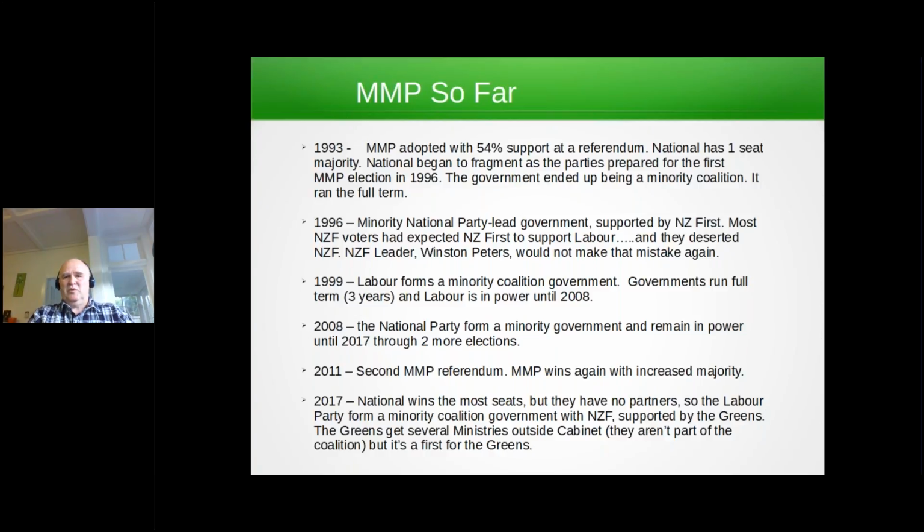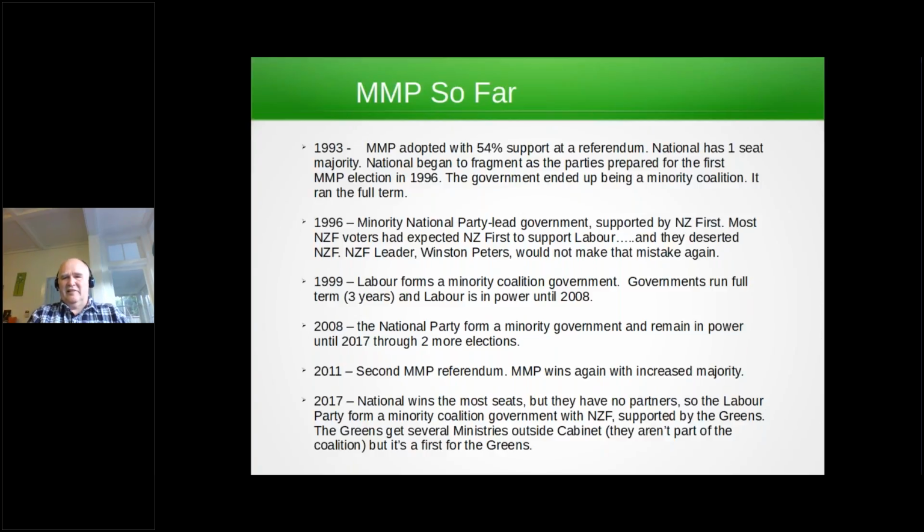But once MMP was adopted, the political class, the politicians realized that, in fact, they didn't need to stay in the big tent parties anymore, and they could stake out their own political territory. And there was a bit of a rush to the center. There were 3 or 4 parties imagining themselves to be like the Free Democrats in Germany, who were perpetually in the center, able to choose the government. So the National began to fragment as they prepared for the first MMP election in 1996, and the government ended up by 1996 being a minority coalition.